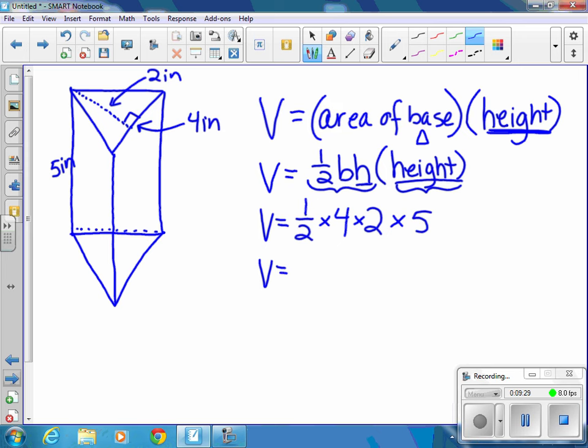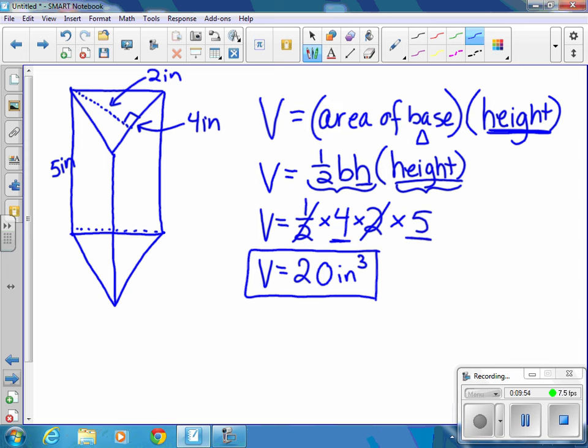I can easily say that half of 2 gives me 1. Because if I cut 2 in half, I only get 1. Well, I don't even need 1 when I'm multiplying, because 1 times anything is itself. So I just got rid of that. So now I only have 2 numbers to multiply. I have 4 times 5. So my answer here is 20 inches, and again, I'm cubed.